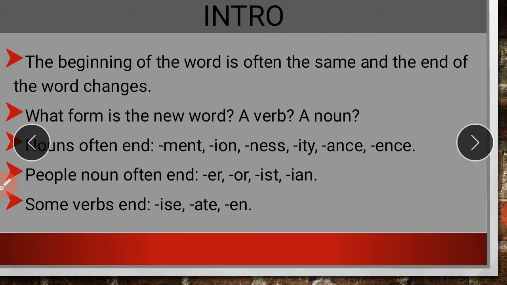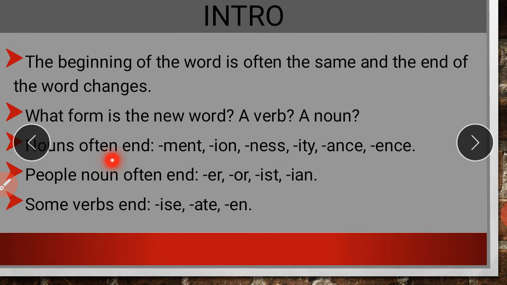The base form of the conversion: there is no change in the word, but it changes into the verb, converse. Here the SION is missed, ION. So it is the base form of the word. The beginning of the word is often the same, but the end of the word changes. And the second one is the form of the new word, a verb or noun. So we are going to see verb and noun both.